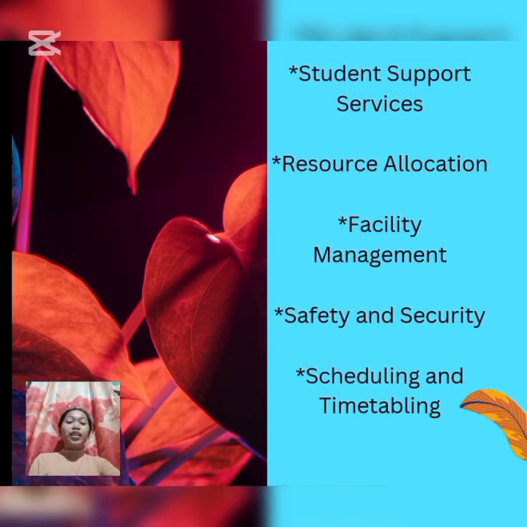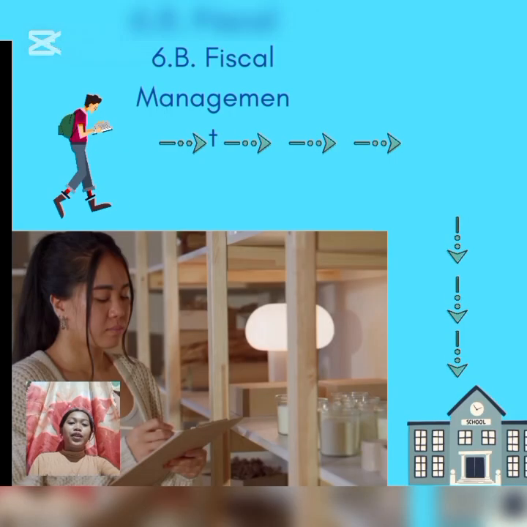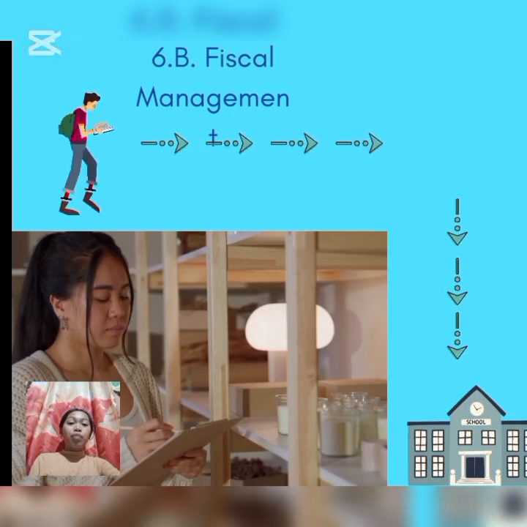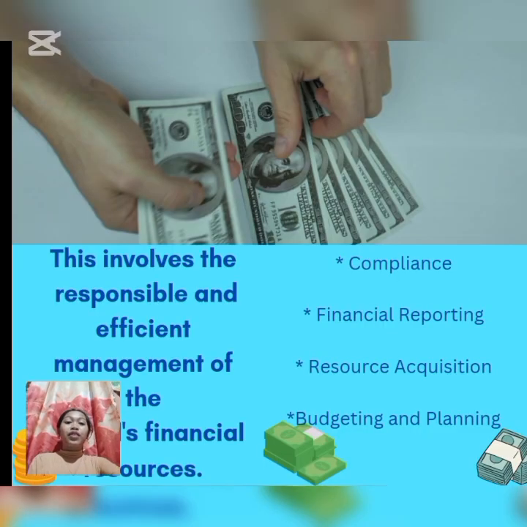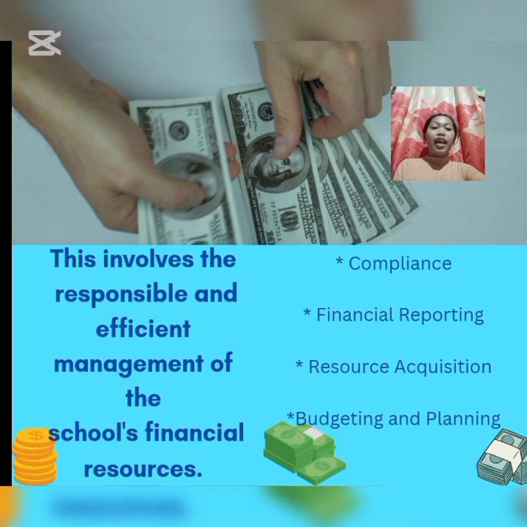Now let's move to the second competency standard of the sixth domain. 6.B fiscal management talks about money. This involves the responsible and efficient management of the school's financial resources, and the key aspects are compliance, financial reporting, resource acquisition, and budget planning. So this talks about the records, inputs, and everything about the school, especially in financial matters.